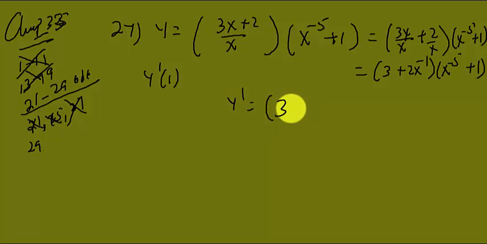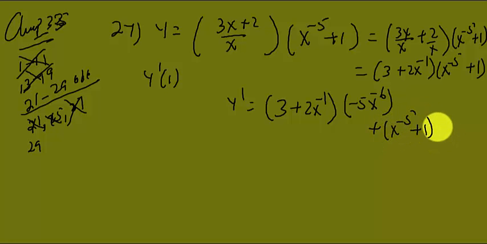First, which is 3 plus 2x to the negative 1, times derivative of the second, which is negative 5x to the negative 6, plus second, which is x to the negative 5 plus 1, times derivative of the first, which is negative 2x to the negative 2.